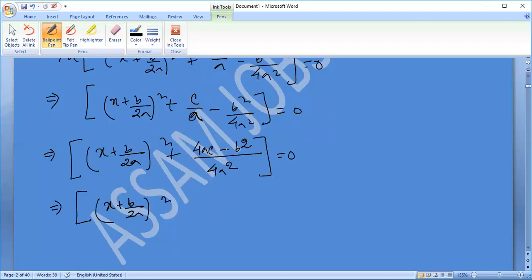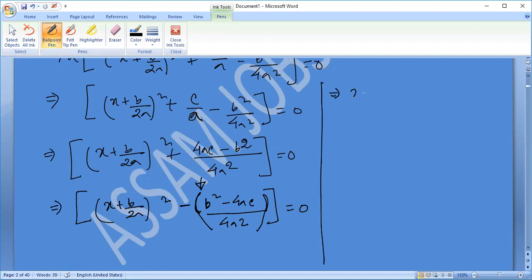Now see, this term you can write, taking minus sign common, as b square minus 4ac by 4a square. All of you clear this step? We have taken minus sign common, so in the bracket it will be b square minus 4ac by 4a square. Now do one thing, take this term to the right hand side, so it will be b square minus 4ac by 4a square.